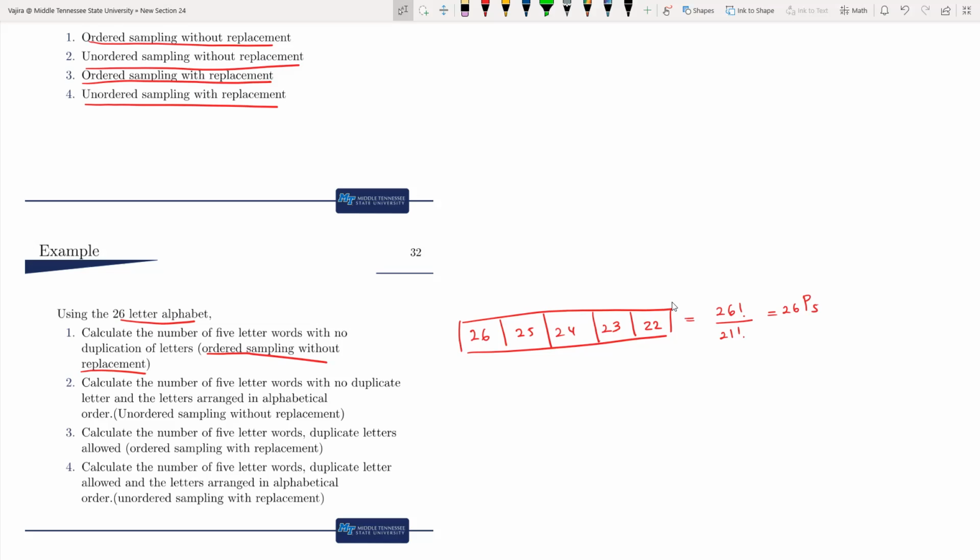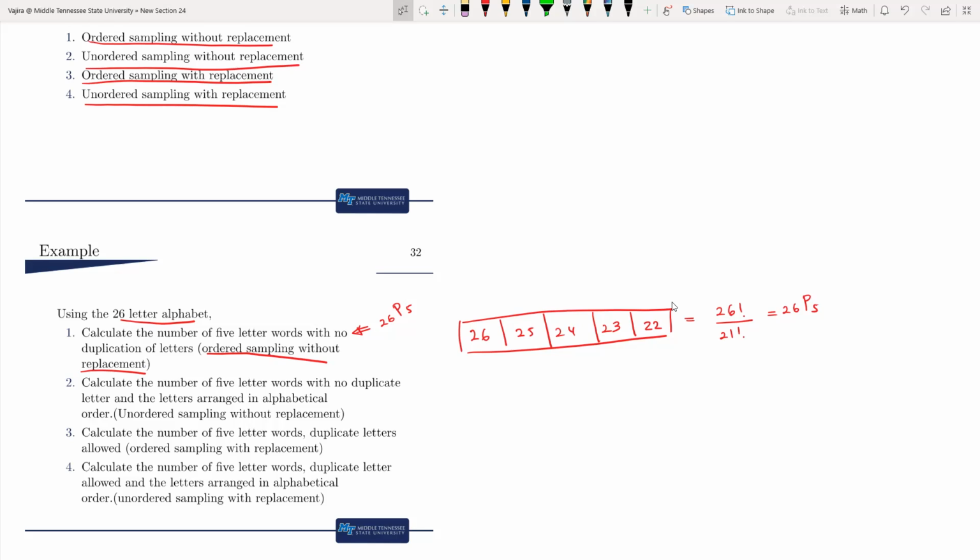So the answer for this one is going to be 26 P5. The order matters in how you select, and there is no replacement. So 26 P5.